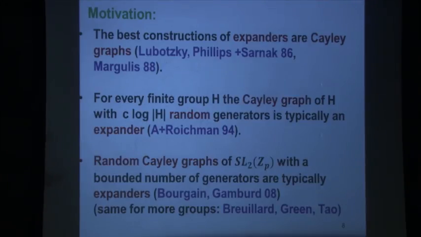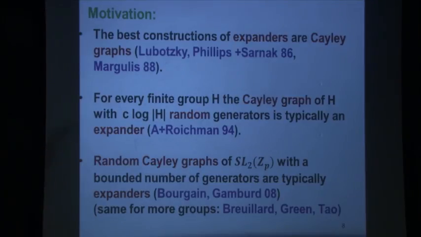So that's a reason for talking about Cayley graphs, but we want to talk about random. So why random? Something we proved with Yuval Roichman a long time ago is that for every finite group H, if you take the Cayley graph of H with respect to, say, 2 log |H| random elements in it, then with high probability this will be an expander.